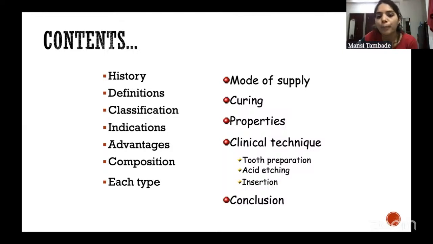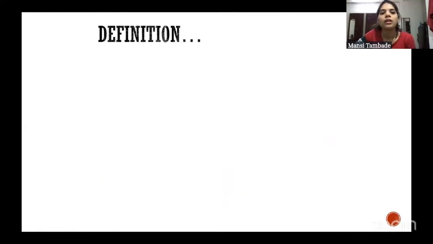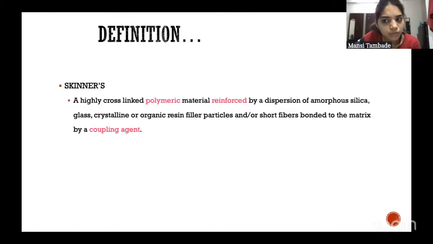I've included that. Then properties and clinical technique: how you prepare the tooth, acid etching, insertion. This part is discussed properly in the bonding part, because those are the technique and the agents we use for composite bonding. In that part I have then the conclusion. Coming to the definition, this is the definition given by Skinner's: a highly cross-linked polymeric material reinforced by a dispersion of amorphous silica, glass, crystalline or organic resin filler particles or short fibers bonded to the matrix by a coupling agent.